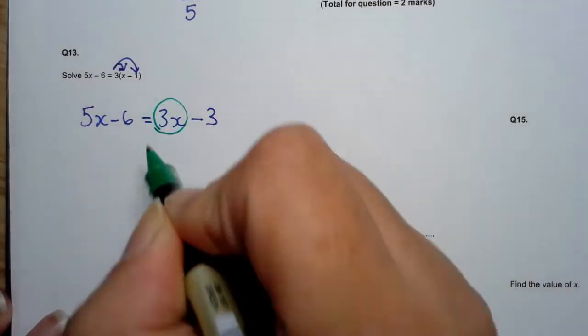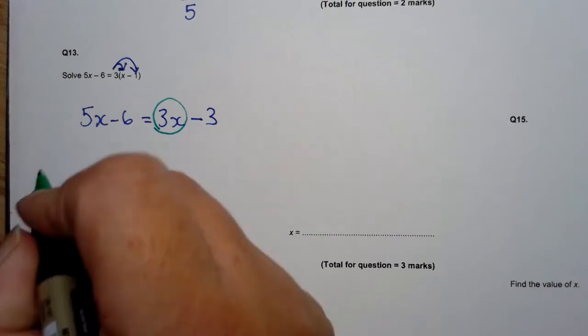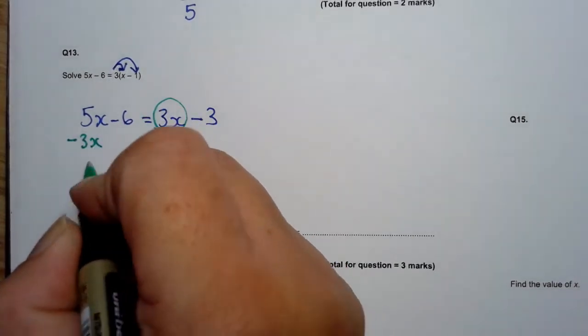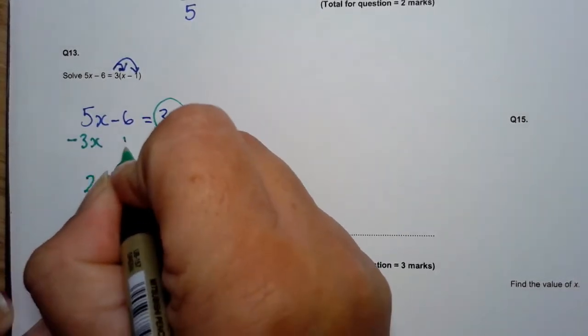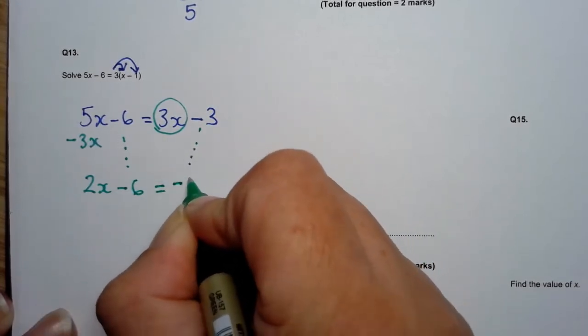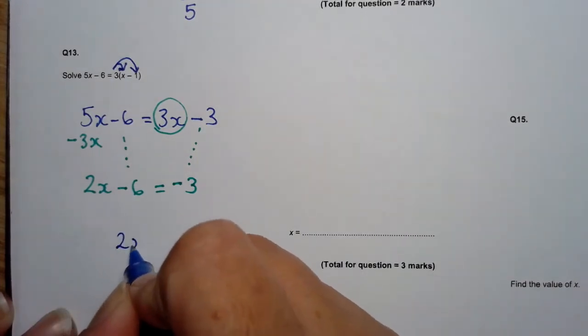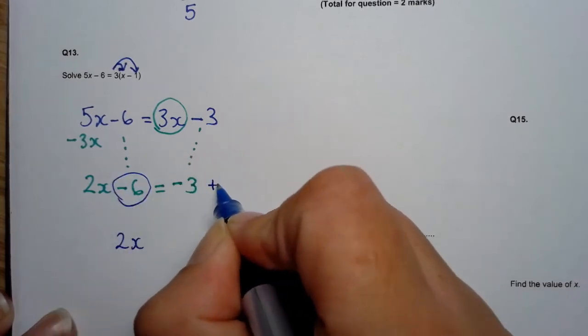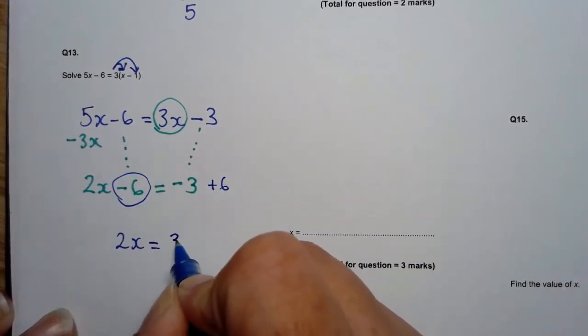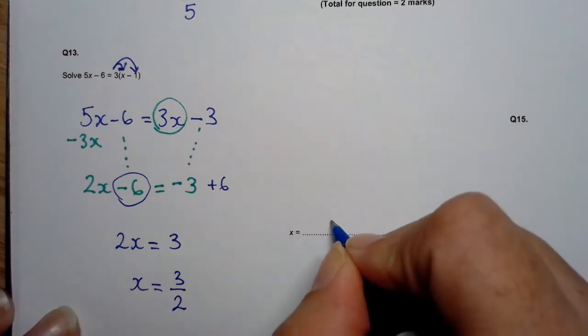I want to deal with this 3x. Note that this is minus 3 and we need to make sure it stays as a minus 3. So I'm going to take it away from this side, which will give me 2x. That drops down, minus 6 equals, and then minus 3 also drops down. For the next line of working, we're going to undo this minus 6 by adding 6, which means that 2x equals 3, and x equals 3 divided by 2, and you should be able to work that one out. It's going to be half of 3 is 1.5.